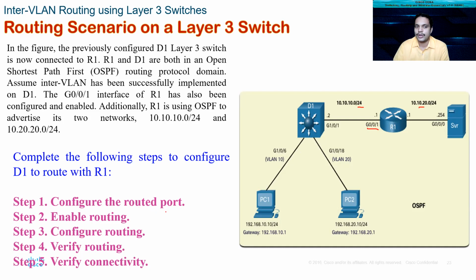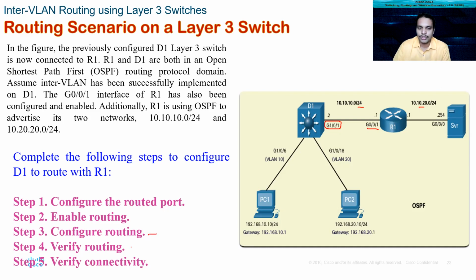The first step is you need to configure the routed port. So this port should be configured as a routed port. That is step 1. After that, enable routing. You simply need to type in ip routing. That's all. And after that, you need to configure the routing. Routing is configured through OSPF commands, which, as I said, we'll cover later. This is done through OSPF commands.